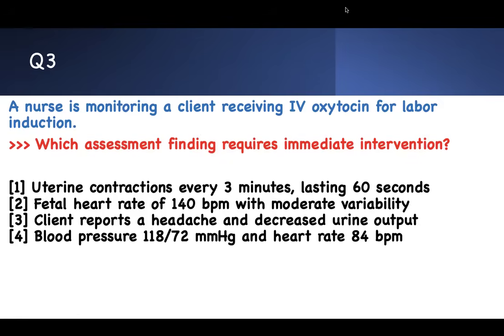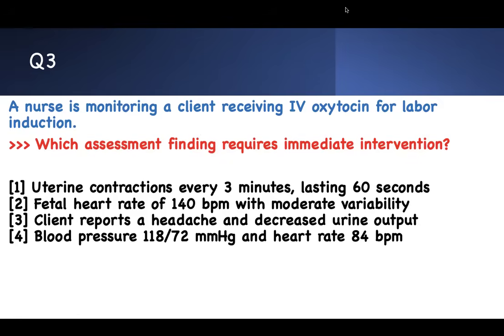What is the requirement for contraction when you're on Pitocin? Contraction every 2 minutes is enough because you need 5 contractions in 10 minutes. Therefore, you need no more than 2 minutes apart, right? So that's good. And it lasts 60 seconds, less than 90 seconds. Fetal heart rate of 140, that's good. And you have moderate variability, excellent reading.